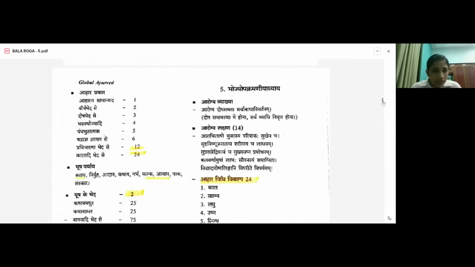And he mentioned totally different types of ahara. Samanya Bhedena, Aharana Samanya, ahara is 1 type, whereas according to Vidya Bheda it is 2 type, Shita and Ushna. And Dosha Bhedena, 3 type. And Bhakshya Bhojyadi, according to that it is 4 type. And Panchabhautikam, 5 type. And Shadrasa Ashrayena, 6 type. And Kaladi Bhedena, it is 24. And Pravicharana Bhedena, it is 12. Okay.